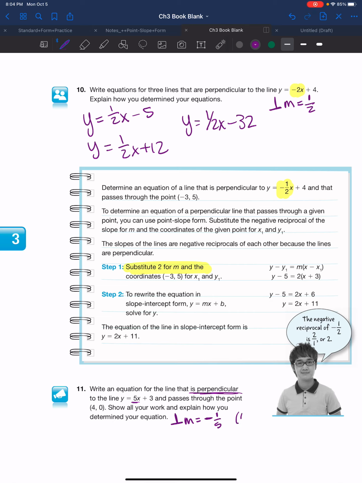And then it goes through the point (4, 0). We don't have to do anything fancy or different with that. We just label it x1, y1, and we're good to go. So we're going to plug into point slope form again. I'll write it there to remind you. As we fill in everything in point slope form, we start with y minus, and then the y1 is 0. It's equal to -1/5, and then in parentheses, we would have x minus 4.